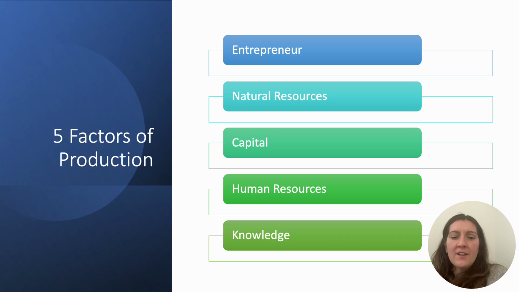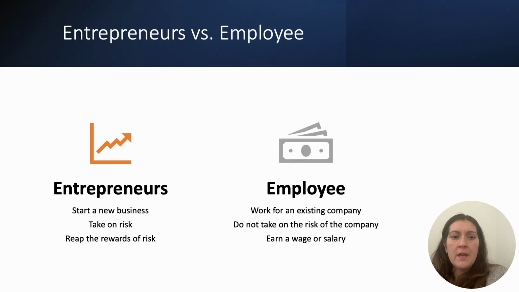So there are 5 factors of production. They're an entrepreneur, natural resources, capital, human resources, and knowledge, and we'll go into those in depth. So first of all, entrepreneurs, that is the person who's like, aha, I'm going to start a business, okay? They're extremely important because we need somebody to start a business. We need somebody to get things going. They take on the risk, and because they take on the risk, they reap the rewards, okay? That's very important. The person who takes the risk gets the reward.